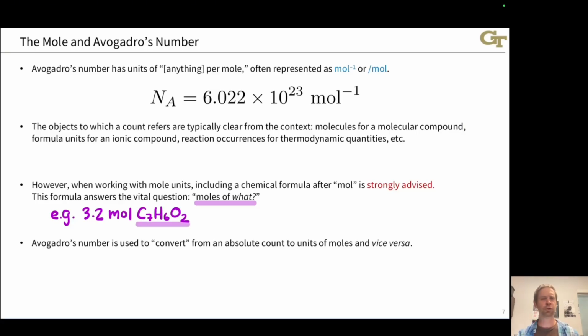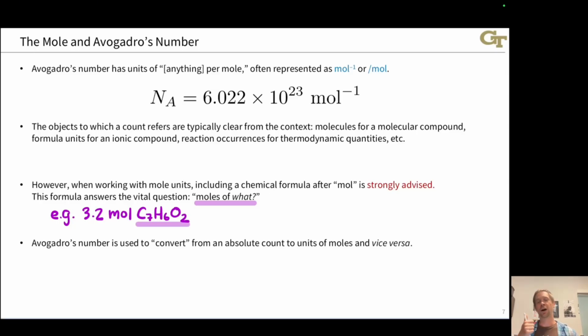Atoms, molecules, ions, moles of what exactly? And if I include a chemical formula like C7H6O2, now I know I'm talking about 3.2 moles of C7H6O2 molecules. The count of benzoic acid molecules is 3.2 moles. The counts of the atoms within those molecules are not 3.2. For example, there are 7 times 3.2 moles of carbon atoms in this compound, since each molecule contains 7 carbon atoms.